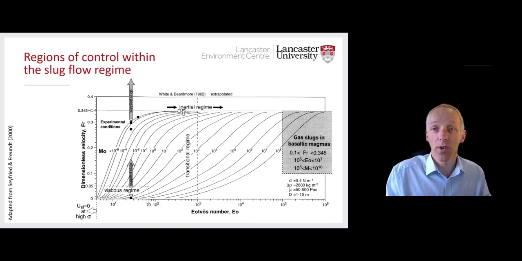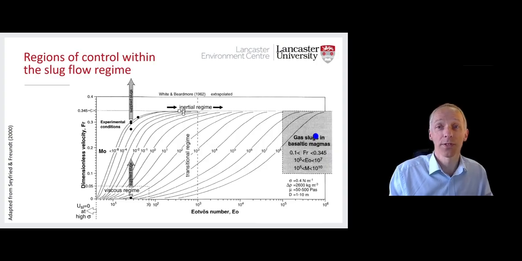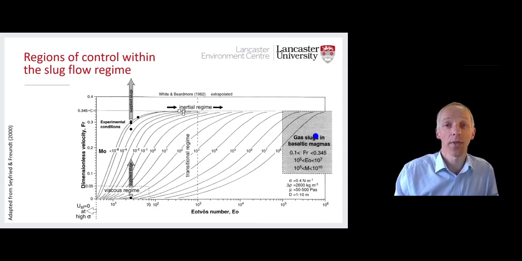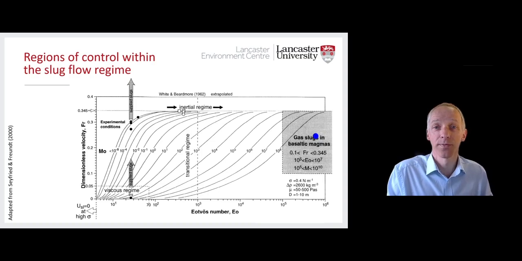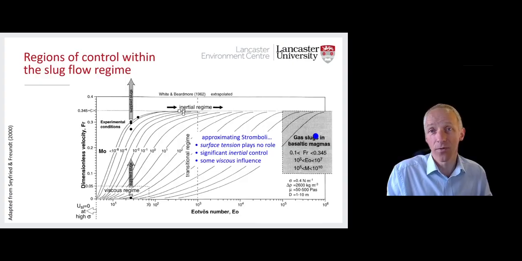On the right-hand side of the diagram, the grey shaded area represents where gas slugs in basaltic magma would be expected to plot. This region covers systems in which inertia can effectively control ascent velocity, or viscosity can have an important effect. If we put in our approximate numbers for Stromboli, then we end up with a point somewhere like this in blue. This falls away from the inertial regime, so there is some viscous influence on slug velocity, but we have high Morton and Ertwärts numbers, so interfacial forces don't play an important role.